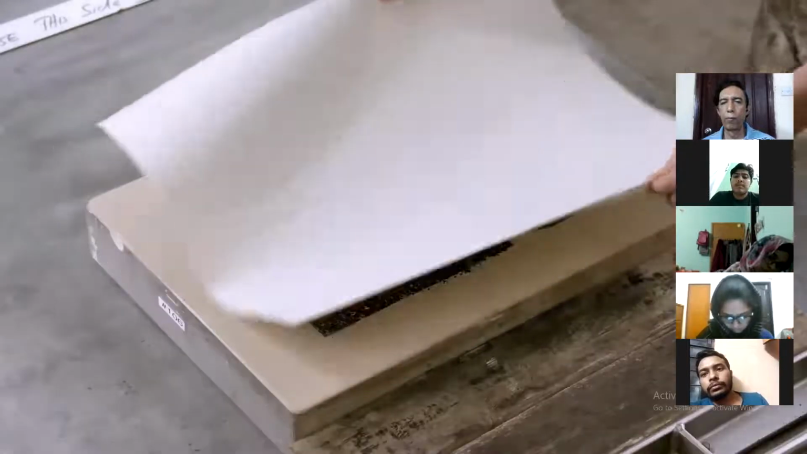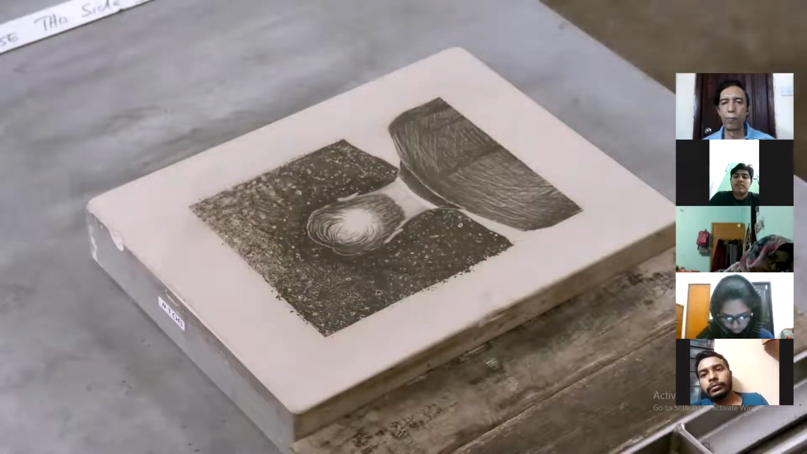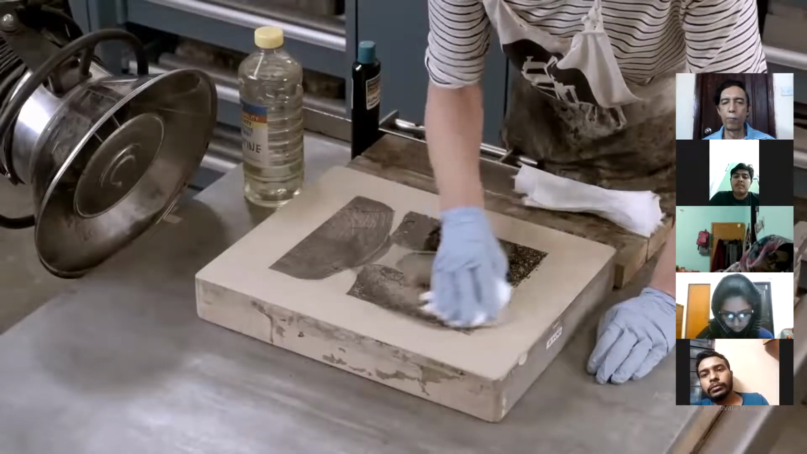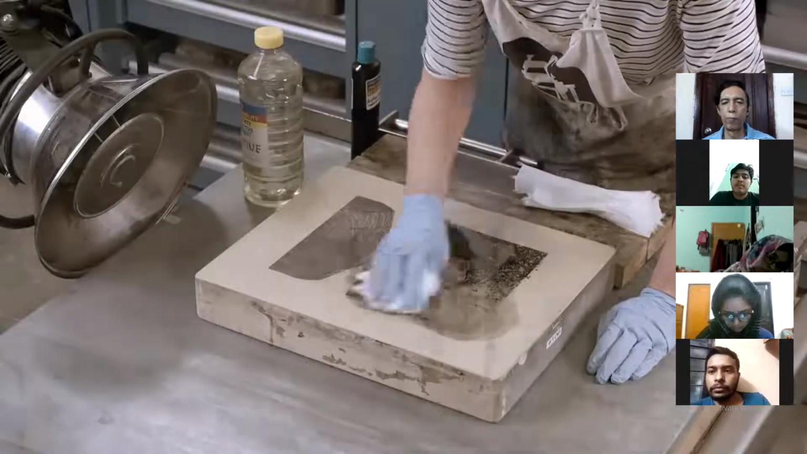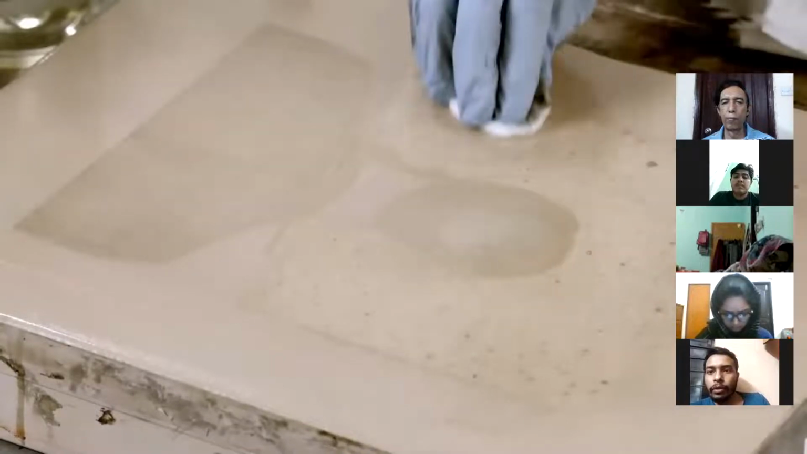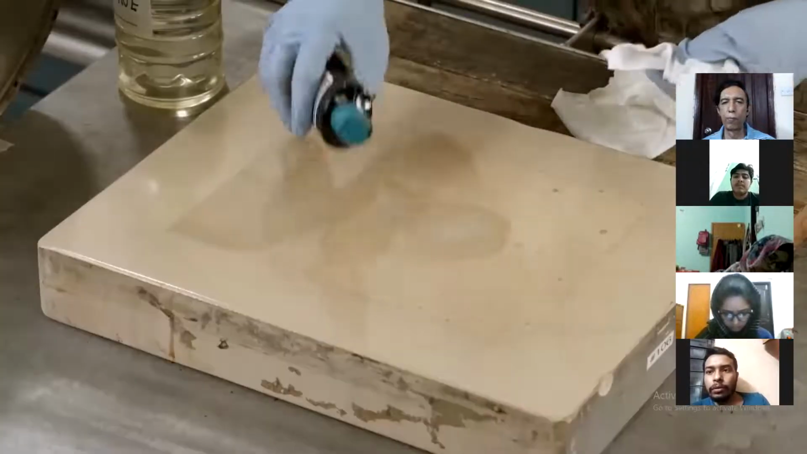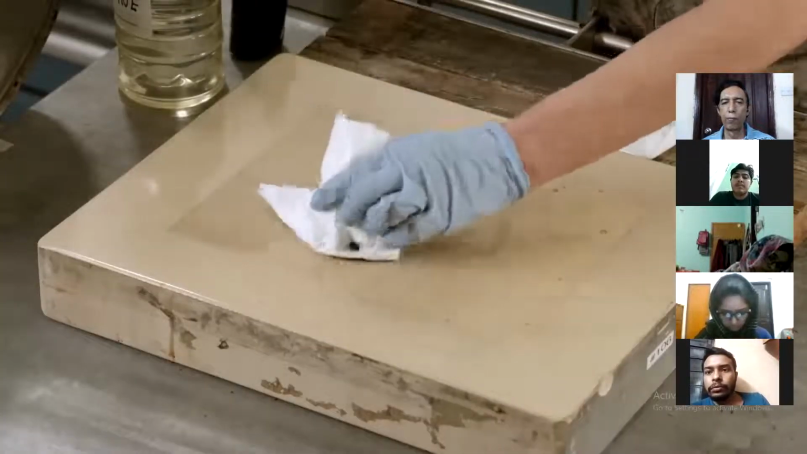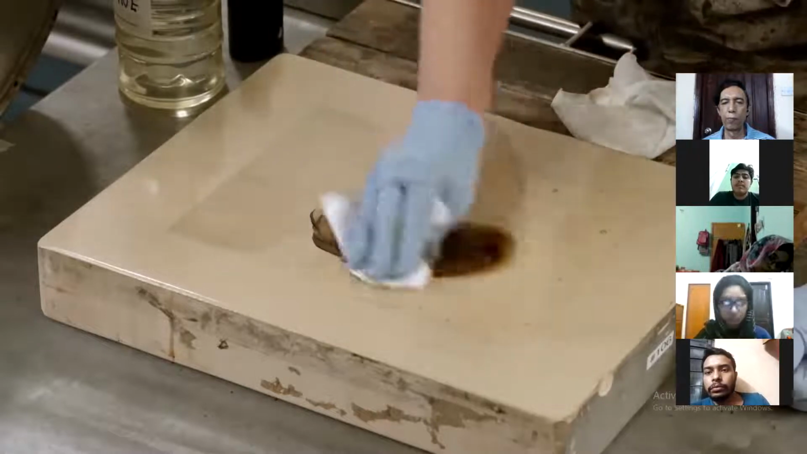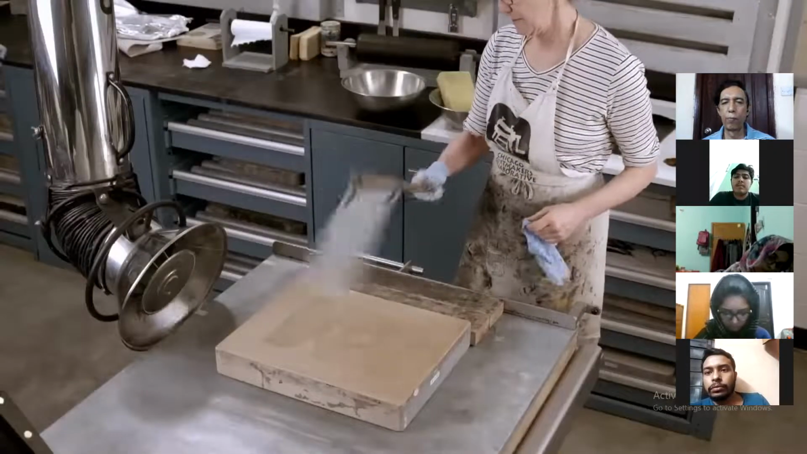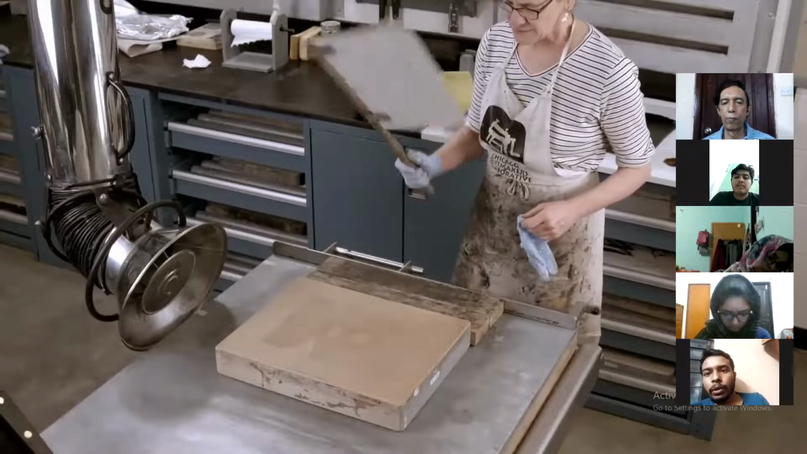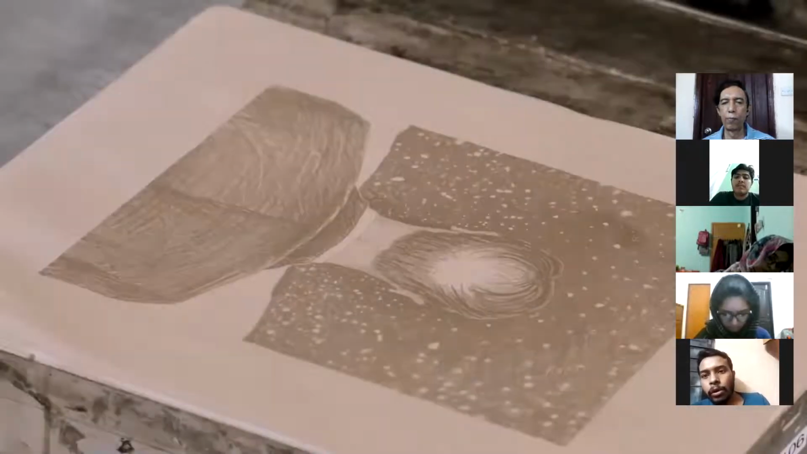Satisfied, she removes the timpan. She washes the crayon from the stone using highly refined mineral spirits. What remains is a ghost of the image. The artist then rubs a petroleum-based substance onto the stone that will serve as a base for the ink. The substance attaches to the image on the stone.